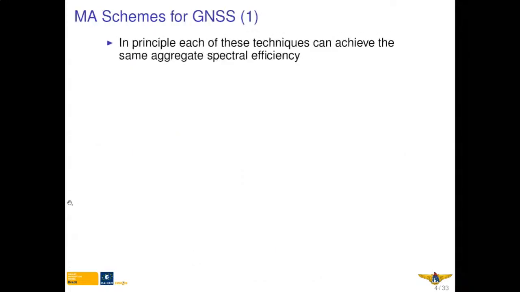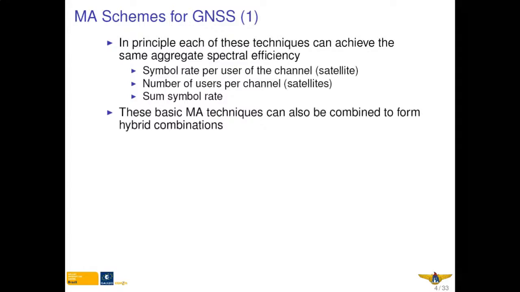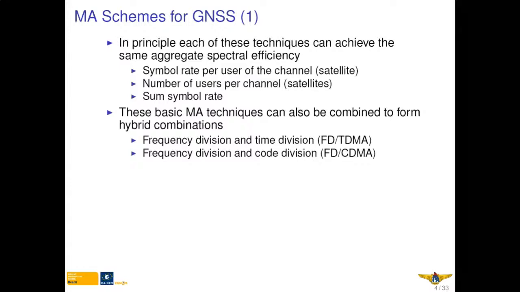In principle, each of these techniques can achieve the same aggregate spectral efficiency. So this means they achieve the same symbol rate per user, in our case, this is a satellite, number of users per channel, so satellites per channel, and the sum symbol rate of all the satellites. These basic MA techniques can also be combined to form hybrid combinations. So for example, frequency division, time division, FD-TDMA, or frequency division and code division, FD-CDMA, and many others.